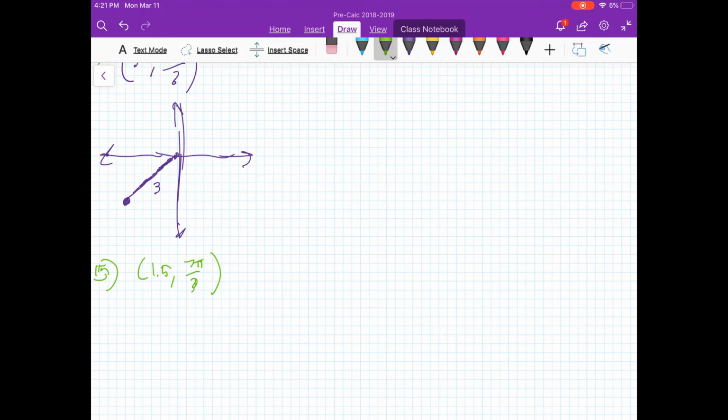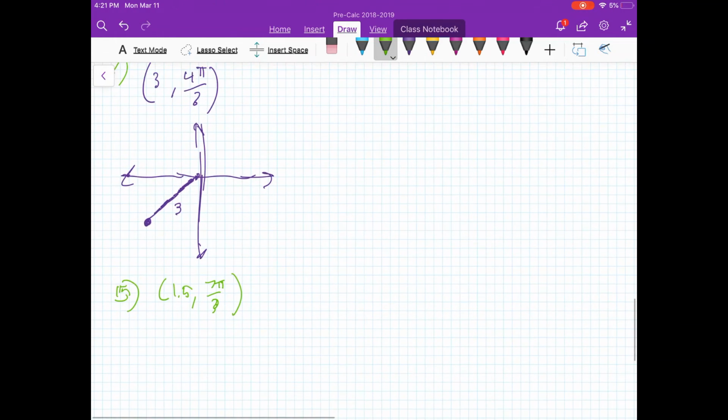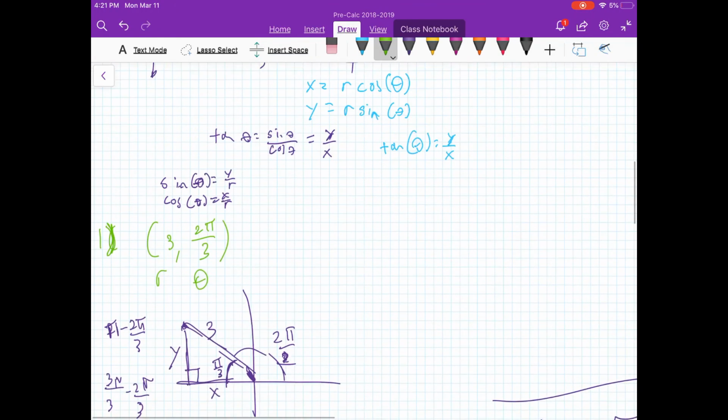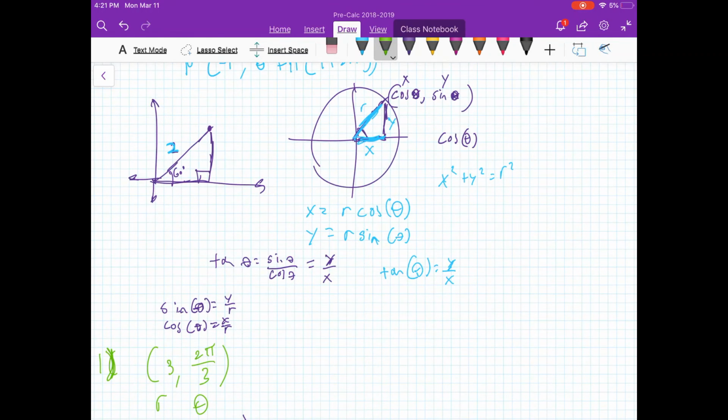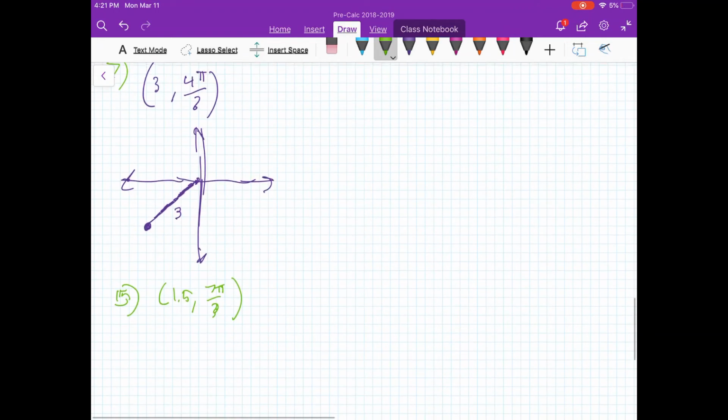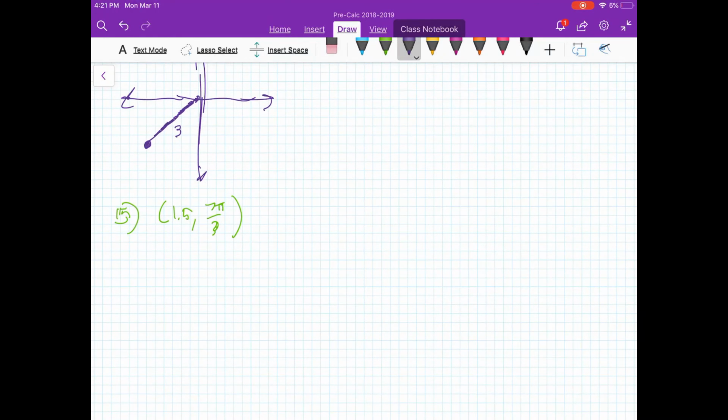And we need to first convert this into rectangular coordinates, is what it's asking us to do. Well, remember again, we know that x equals r times the cosine of theta, and y equals r times the sine of theta. So, let's write that again: x equals r times the cosine of theta, and y equals r times the sine of theta. All right, now we go ahead and just plug these in and figure out what we get.